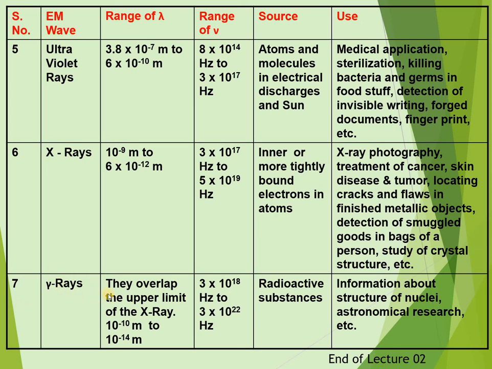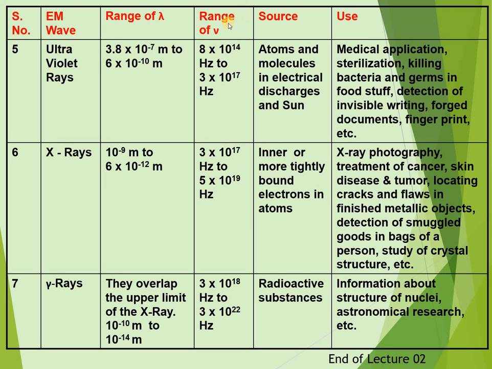These gamma rays, it's of minimum wavelength and maximum frequency. So it is having maximum frequency, it is having the maximum penetrating power among all these waves. Okay, regarding the wavelength of these gamma rays, they overlap the upper limit of the X-rays and ranging from 10 to the power minus 10 meter to 10 to the power minus 14 meter.